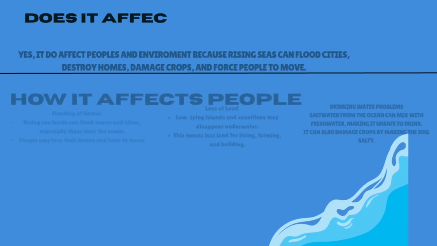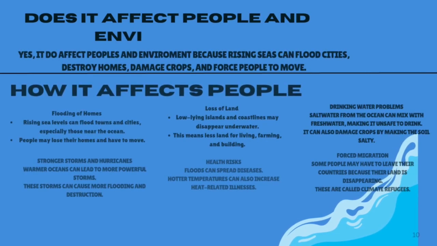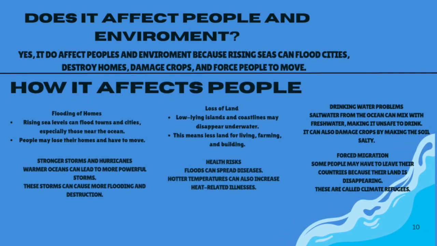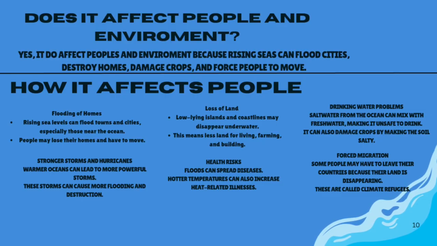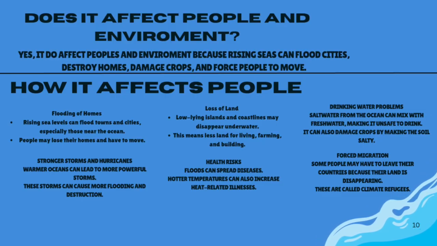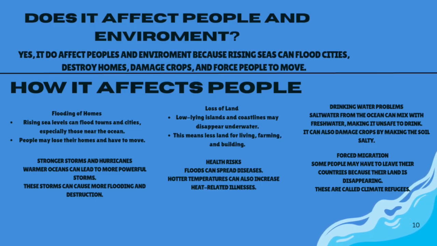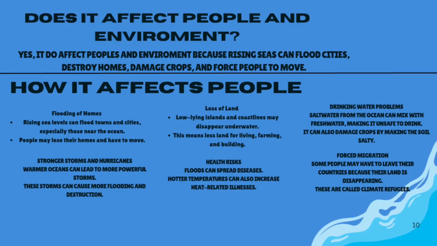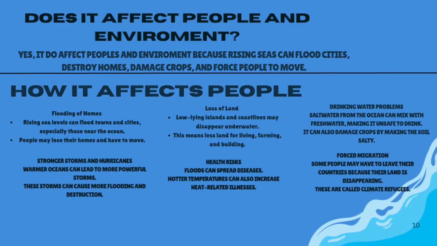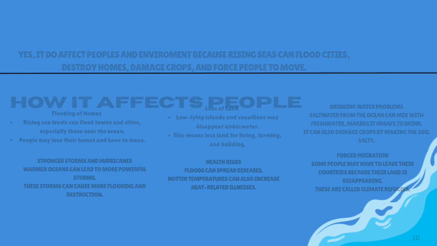So maybe a lot of people will ask, does it affect people and the environment? Yes, it does, by causing floods in cities, destroying homes, and damaging crops, which will force people to move. There are also many more things that seawater can affect, like flooding of homes, loss of land, drinking water problems, health risks, and forced migration.